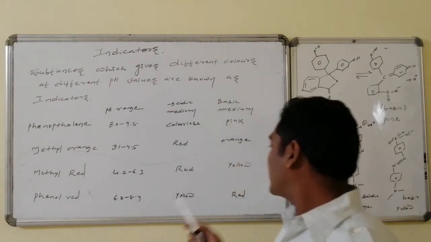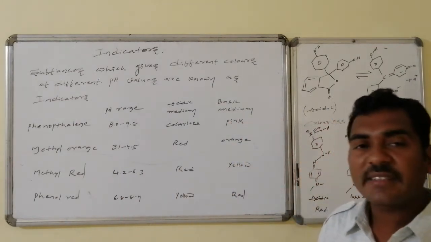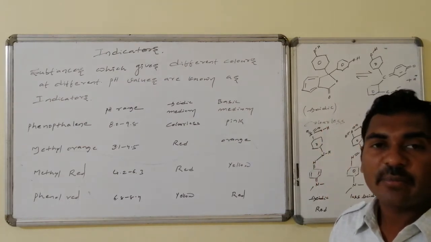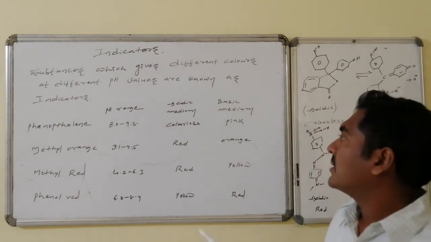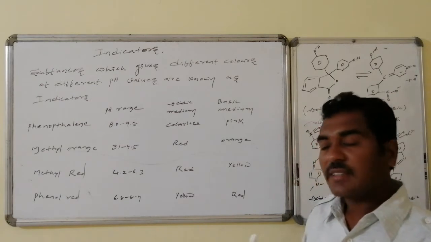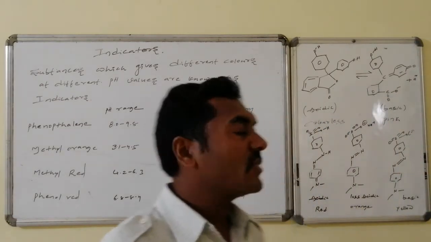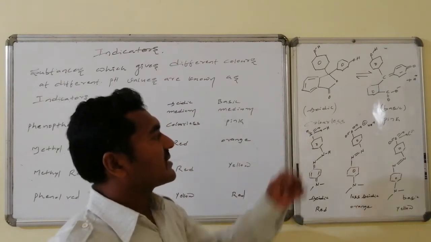Similarly, phenol red, which is the reverse of the above two, methyl orange as well as methyl red, changes color between 6.8 and 8.4, and in acidic medium the color is yellow, and in basic medium its color is red. Whereas if you look at phenolphthalein, it has a structure like this.